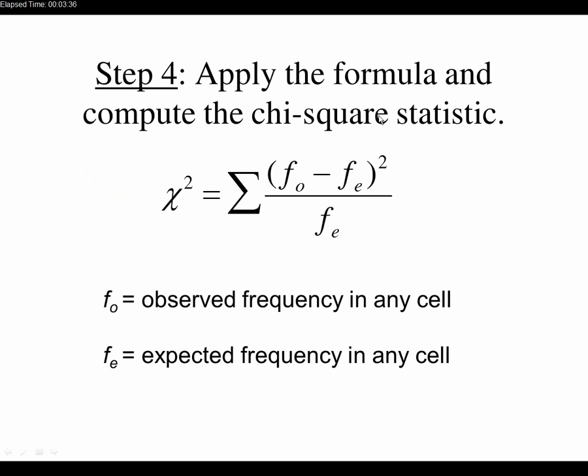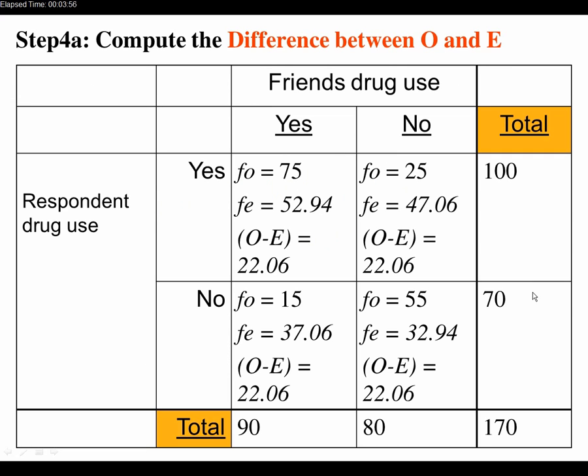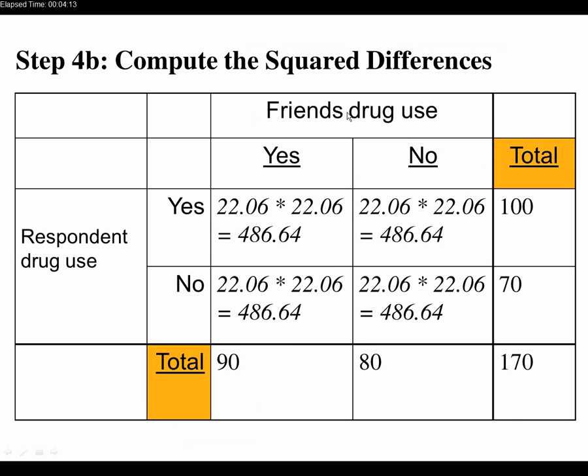Okay, and step 4 is apply the formula and compute the chi-square statistic. So remember, chi-square equals the sum of the observed frequencies minus the expected frequencies, squared to get rid of the sign, divided by the expected frequencies. Okay, so 4a, compute the difference between the observed and the expected. There you go. So observed minus the expected is 22.06, etc., etc., etc.